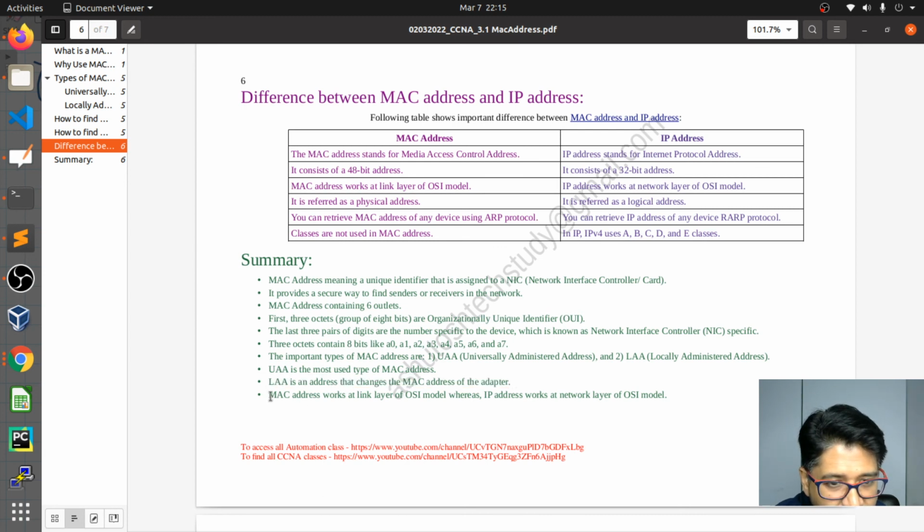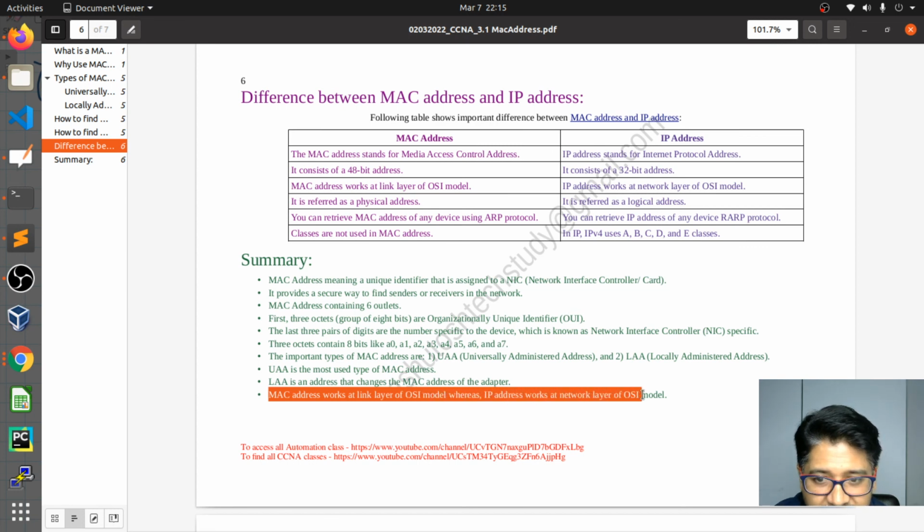Lastly, the MAC address works at the link layer, whereas the IP address works at the network layer of the OSI model.